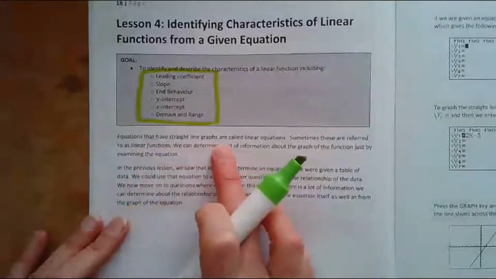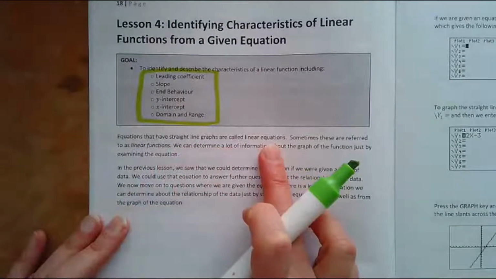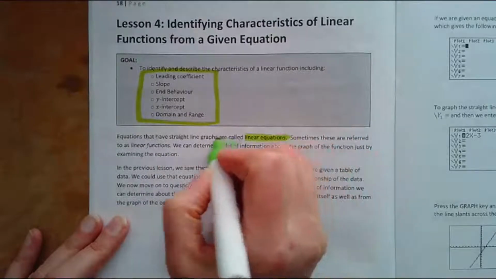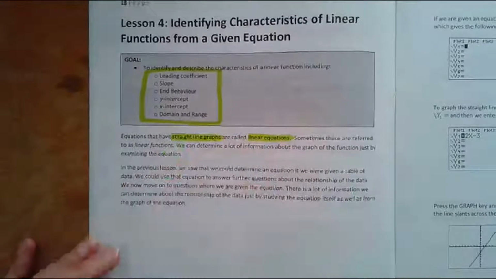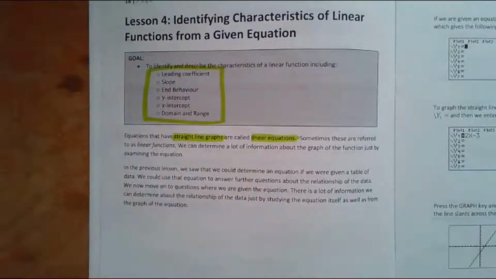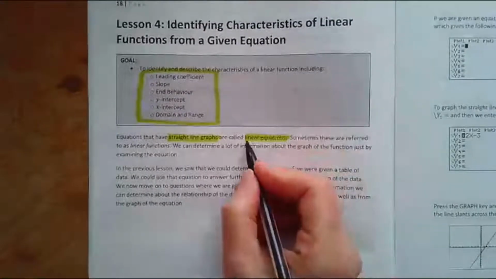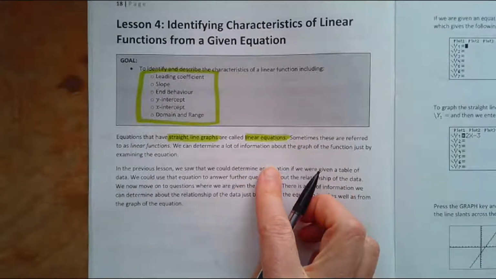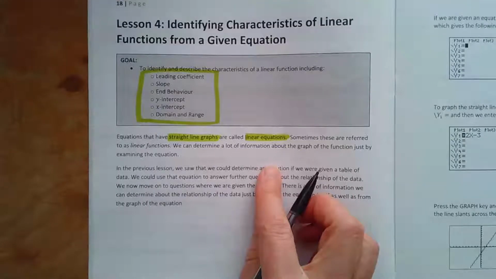equations that have straight line graphs are called linear equations, okay? Linear equations, straight lines. And it makes sense, right? If you look closely, inside that word linear, there's the word line. Now we've been talking about graphs pretty much this whole unit, which display a relationship between data, right?